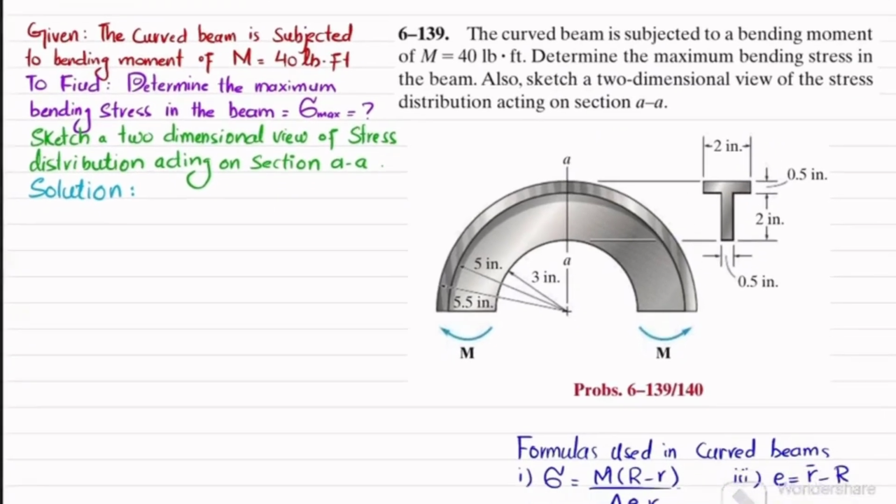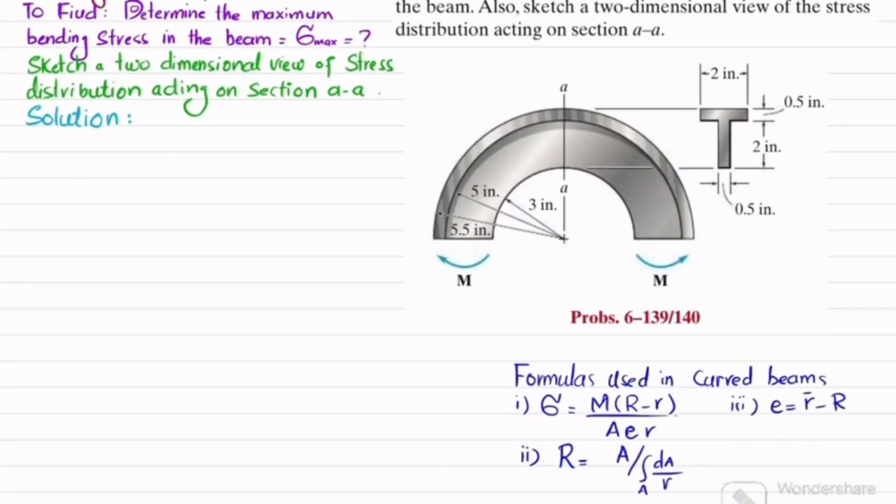So here you can see I have written the formula that is used in curved beams. The first one is this one, second one is this one, and third one is this one. In this formula, sigma is equal to normal stress or bending stress. M is the moment that is given. What is this capital R? So capital R is the distance from the center of curvature to the point where the neutral axis lies. So this distance is R. We will find this.